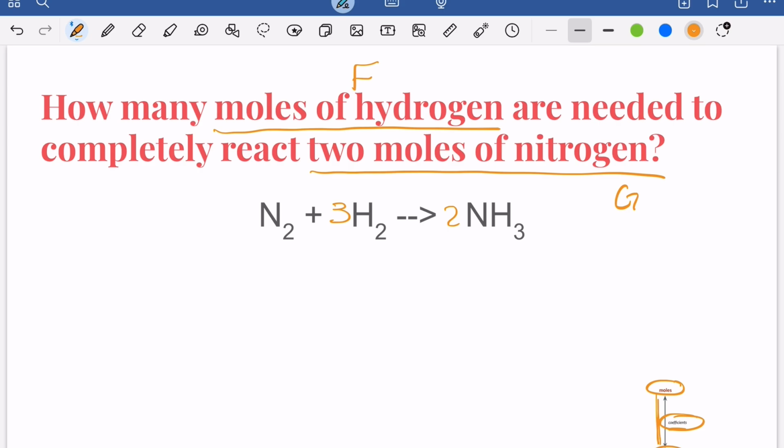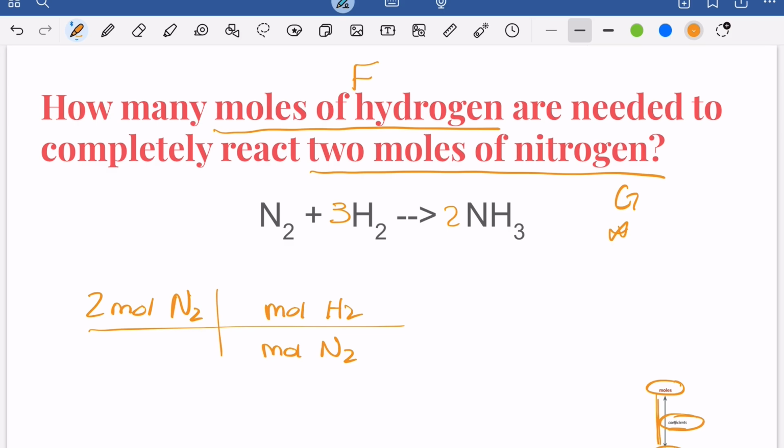So as always, start with your given, which is right here, right? 2 moles of nitrogen, which is our N2. And it says how many moles of hydrogen. So we're going to cancel out that moles of nitrogen, mol of N2, and we are going to moles of hydrogen. So remember, whenever you see this mole to mole ratio, that means you're using coefficients. I would box that in as you're doing these problems.